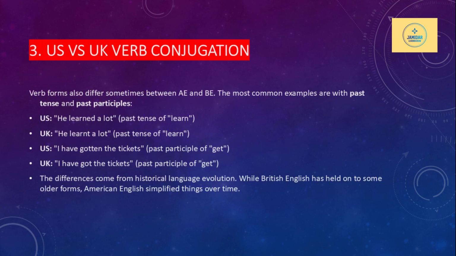Verb forms also differ sometimes between American and British English. The most common examples are with past tense and past participles. These differences come from historical language evolution.